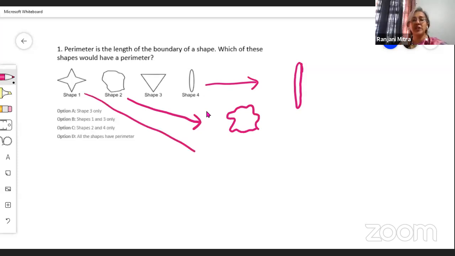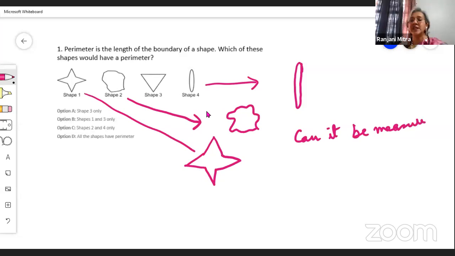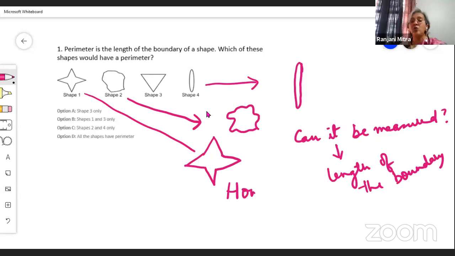Now the question which arises, which children you must ask yourself afterwards is, whenever you look at a shape, you have to think, can it be measured? When I say it, what do I mean? I mean the length of the boundary, right? So children, what you should probably know is how to measure.